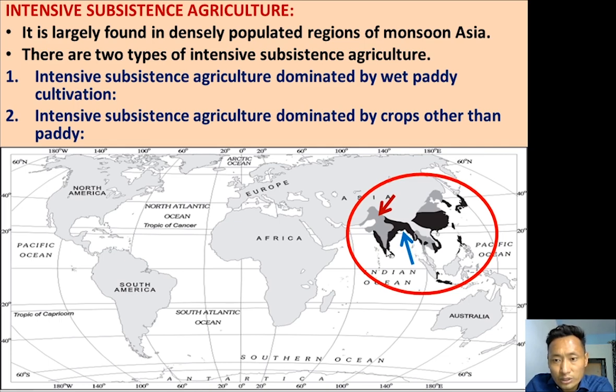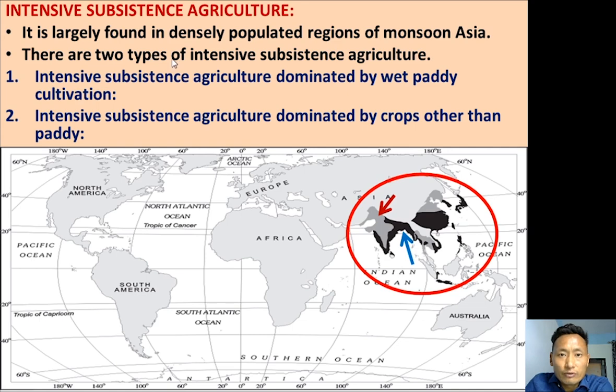Dark shadings are called wet rice dominant crops. Light shadings are called other crop dominated. So these are the regions. So where is intensive subsistence agriculture mostly practiced? In monsoon Asia. This region shows the monsoon Asia. They are practicing it in this region.